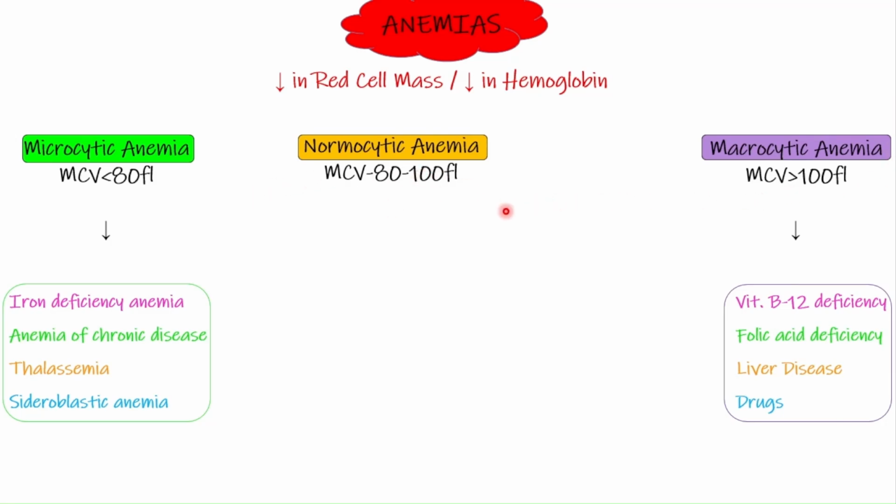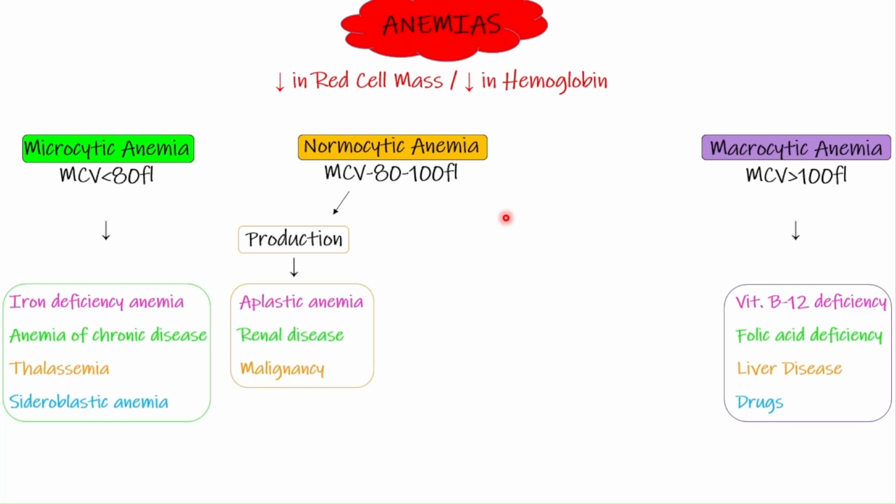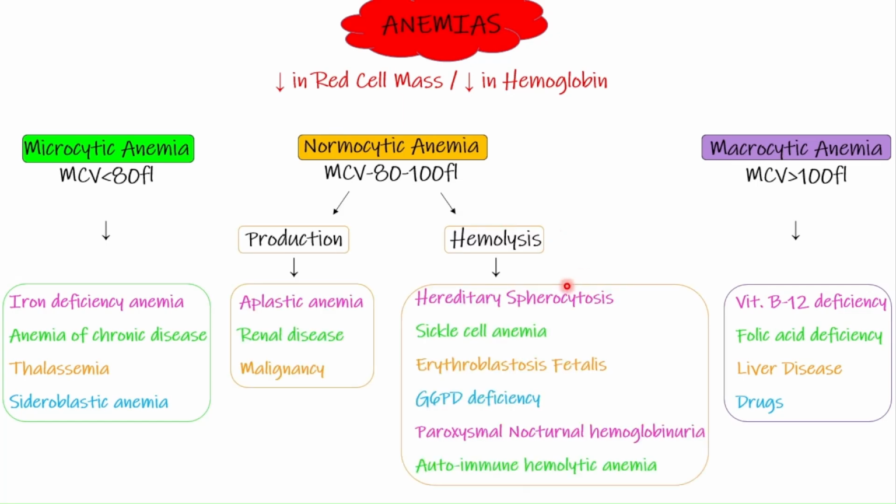Then we have normocytic anemias. The normocytic anemias can be because of a production defect, and they can be because of hemolysis. So first, let's discuss the production defect. If the RBCs are not being produced, for instance in the case of aplastic anemia, aplasia means that the bone marrow is not producing the red blood cells. So that is known as aplastic anemia.